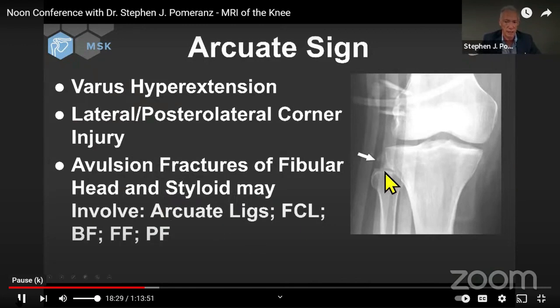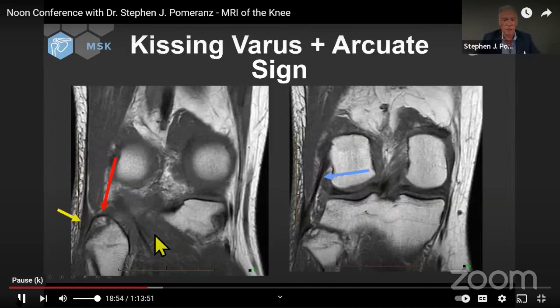Let's look at the arcuate sign. This you have to know for your core exam. This is an avulsion injury that occurs in the proximal fibular styloid. It's an indication of varus hyperextension, a lateral or posterior lateral corner injury, and may be associated with injuries of the arcuate ligaments, the fibular collateral ligament, the biceps femoris, the fibular ligament, and the popliteal fibular ligament.